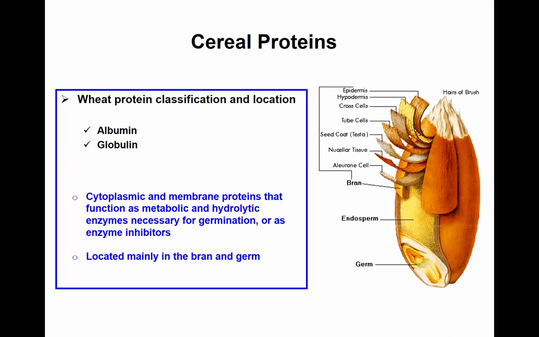Prolamins, like gliadin in wheat, are monomeric. Albumins and globulins are cytoplasmic and membrane proteins. They have either hydrolytic or metabolic activities, such as being an enzyme needed for germination, or they can be enzyme inhibitors. So if you have a trypsin inhibitor, it would be a globulin or albumin. They are located mostly in the bran and the germ, not in the endosperm. Only a very small percentage is found in the endosperm itself.